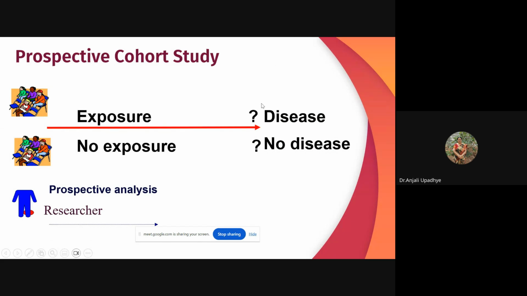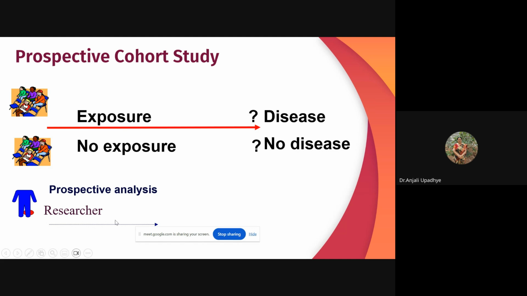Here you can see the exposure of the people is there. Exposure is there and the disease occurs. Non-exposure is there and still no disease is there. Exposure हुआ है, disease हुआ है. Exposure हो गया, इसके लिए there is a disease. No exposure, no disease. Prospective analysis.